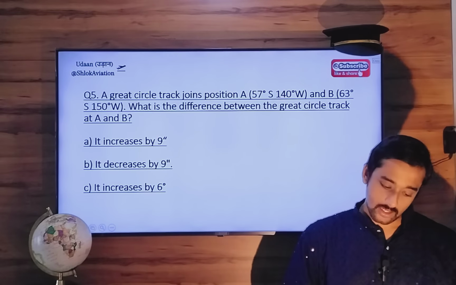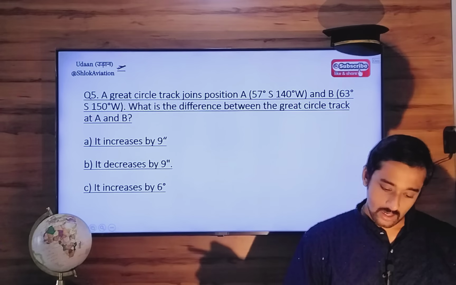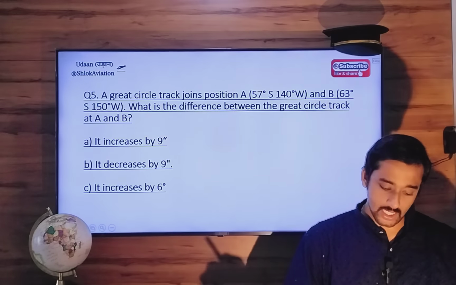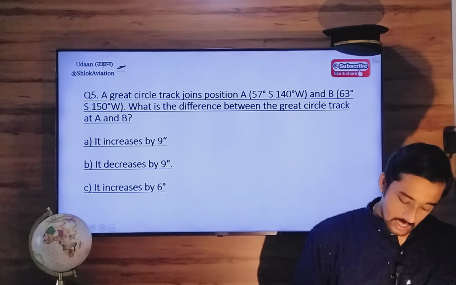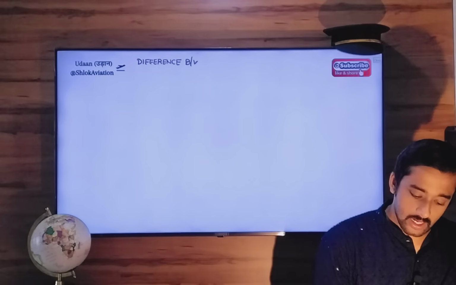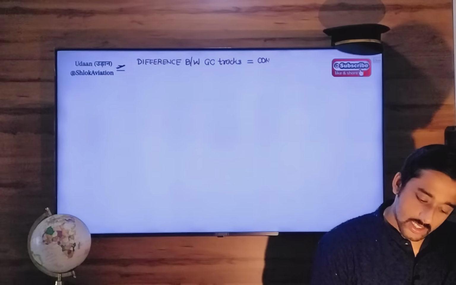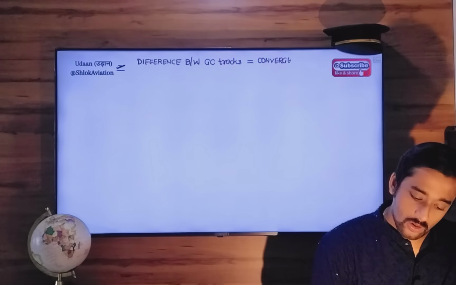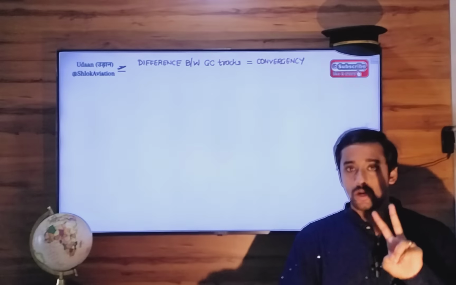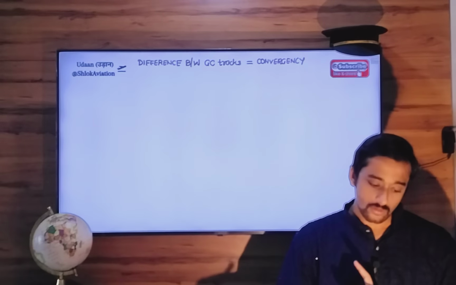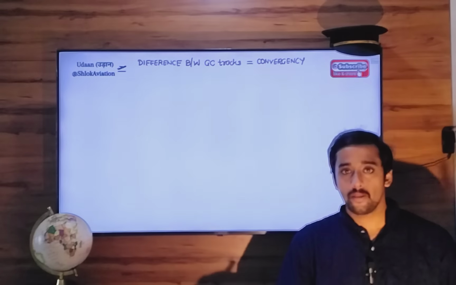A great circle track joins two positions, Alpha and Bravo. Both are in the southern hemisphere and in the western hemisphere. What is the difference between the great circle tracks between these two positions? The difference between two great circle tracks is equal to convergency. So convergency has two definitions: the difference between two great circle tracks, and the second one is the angle of inclination between two meridians.